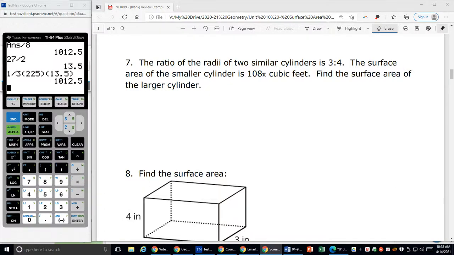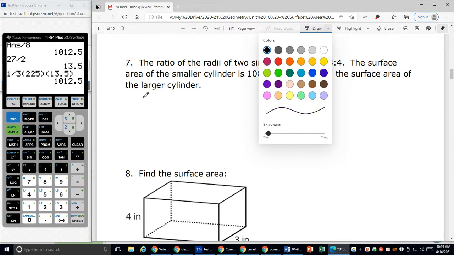We're looking at the review examples for our next test. We're looking at page 3. The ratio of the radii of two similar, I see the word similar, which means I know I want a SPAV table.